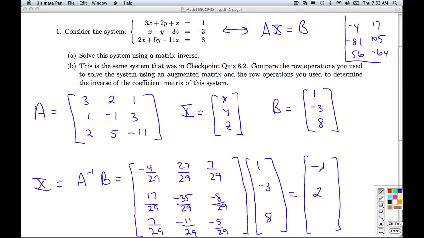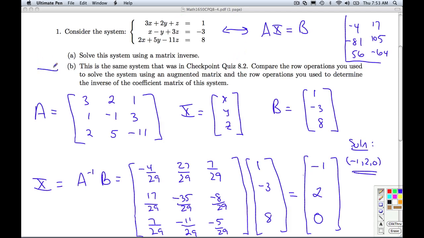And last but not least, I have 7 plus 33, which is 40, minus 40 is 0. 0 divided by 29 is 0. Alright, so that gives me my solution is negative 1, 2, 0. And you can check that solution by going back to my original system and substituting in x is negative 1, y is 2, and z is 0.